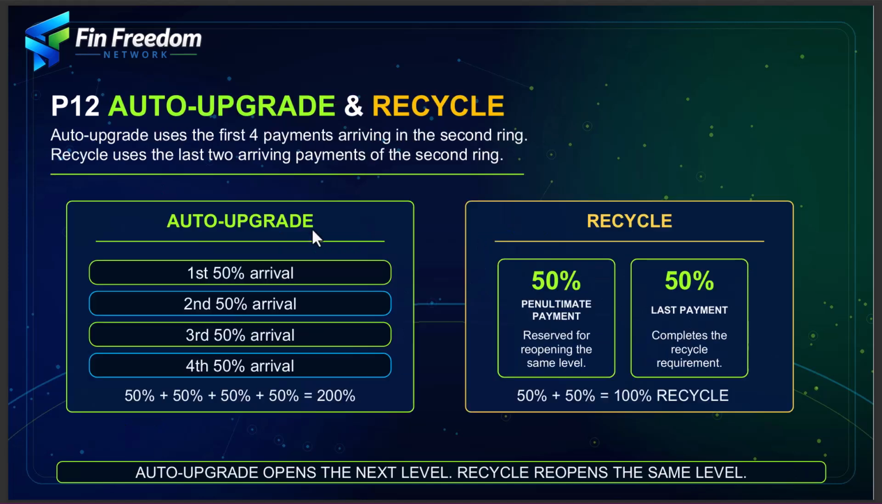For auto upgrade, anytime you activate a level, maybe you are not on level 3 yet, this is level 2 right now. To upgrade you to level 3, 50% of your earning in your first position, second position, third position, and fourth position will be reserved. It is those 50% earnings that will add up to give you 200% that will auto upgrade you to the next level. Then to recycle your level 2, the level with P12, 50% of your first 2 earnings will be reserved, which will help you to reactivate your level for more and more earning.